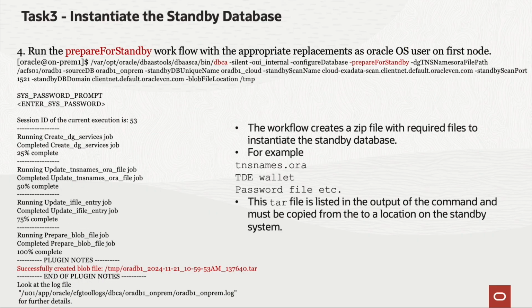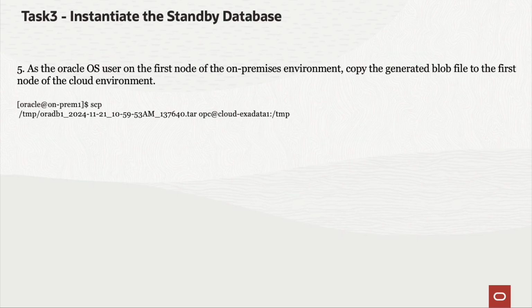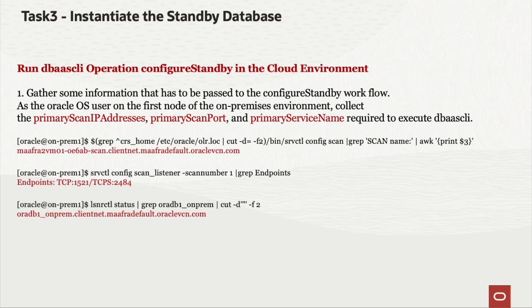With that information gathered, as Oracle user on the on-premise, run the prepare for standby workflow with the appropriate replacements. Then SCP this blob file to the cloud environment. Now you are prepared to start the process. So gather some information that has to be passed to the configure standby workflow: primary scan IP addresses, primary scan port, and primary service name.